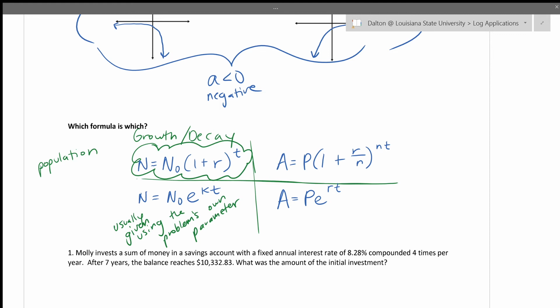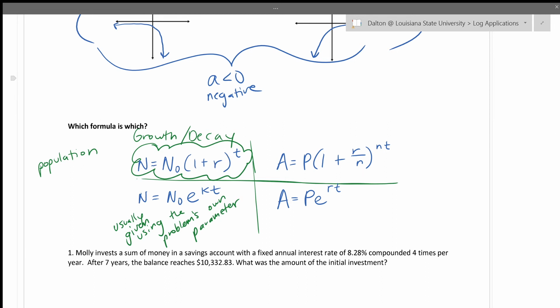In other words, what I'm telling you is you're probably not going to use this one. And when I say probably, you're not. Okay, you will not pull this equation from the bank. If I ever ask you anything about growth or decay, you will always choose this formula: N equals N sub 0 times (1 plus r) to the t power.